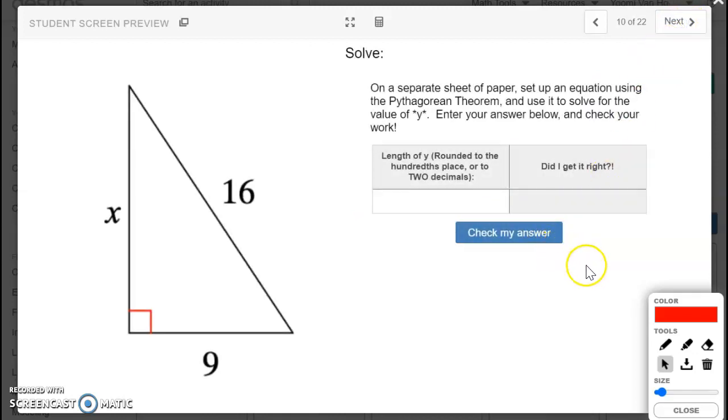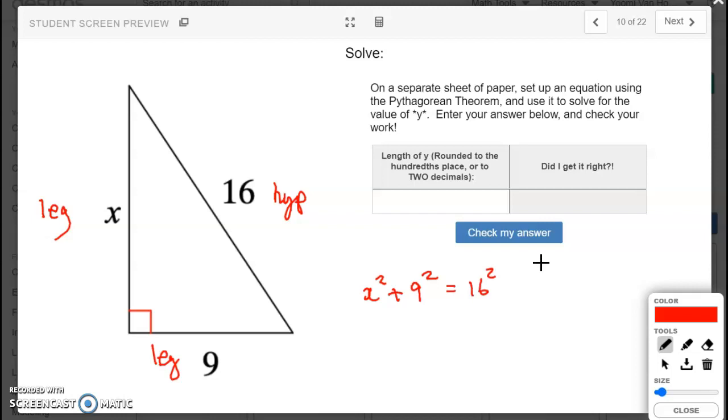All right, so on a separate sheet of paper, set up the equation using the Pythagorean theorem and use it to solve for the value of x. Actually, it should be saying x, not y. Enter your answer below and check your work. Okay, so what is my equation going to be? This will be a leg, and this will be another leg, and this is the hypotenuse. So it's going to be x squared plus 9 squared is equal to 16 squared.